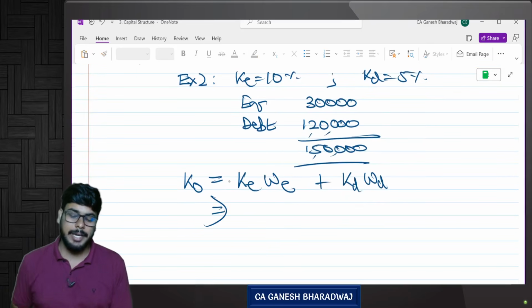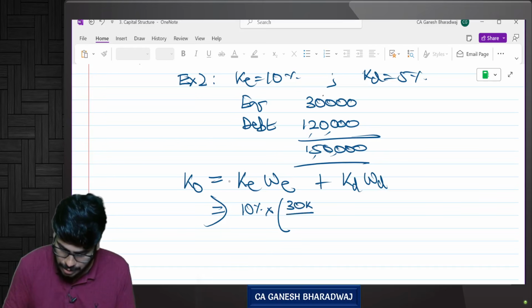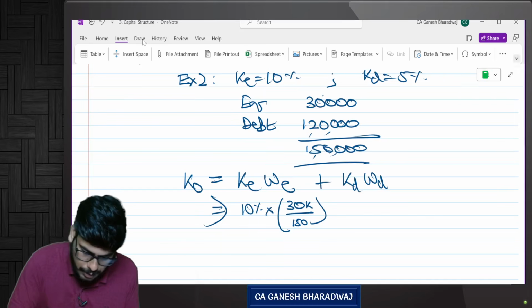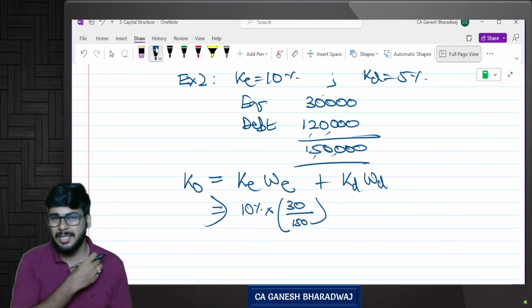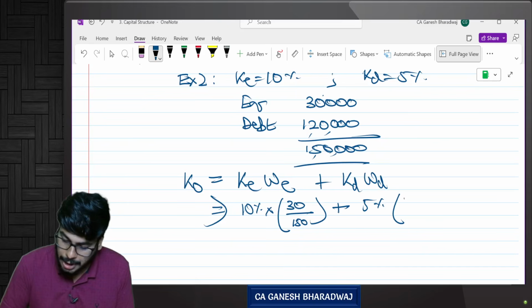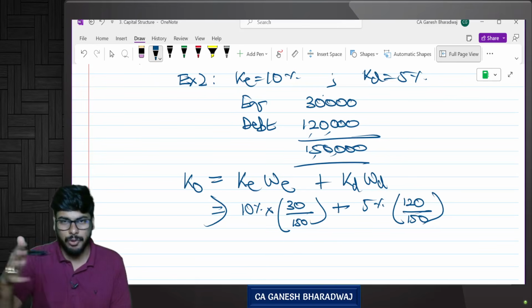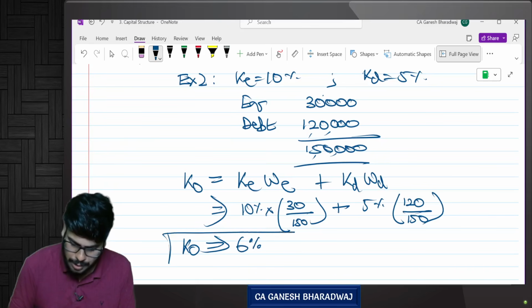Now what is KE? KE is going to be 10% into weight of equity. It's going to be 30,000 divided by 150,000. I'm just writing this in short form. So this is just 30 by 150. This is nothing but 30,000 by 150,000 plus debt is going to be 5% into what? Into 120,000 divided by 150,000. Correct, guys? Are you clear with this? Yes. So now if you do the calculation, you will get KO is equal to 6%. KO is equal to 6%.